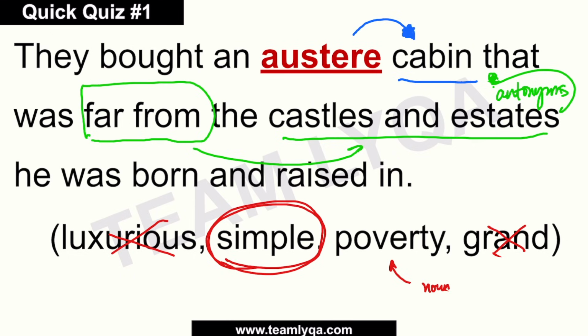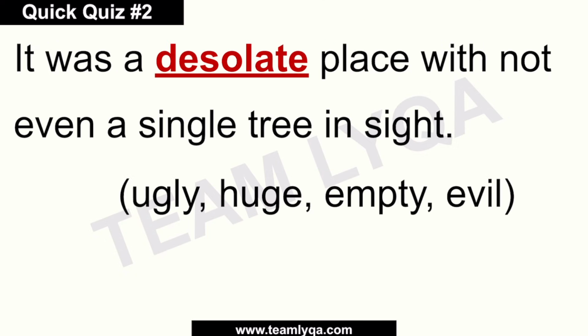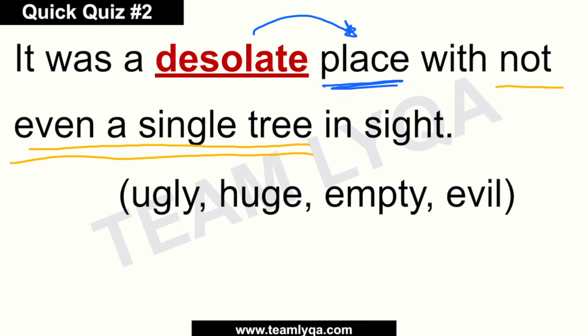Of course, the more vocabulary words we have, the easier we will get there. I am just showing you that there are different paths we can take here. Okay? Now, let's go to question number 2. It says, it was a desolate place with not even a single tree in sight. So, that place, again, we have another adjective here, describing the place, whatever it is. And it says, okay, we have a description here of the look. Not even a single tree in sight.